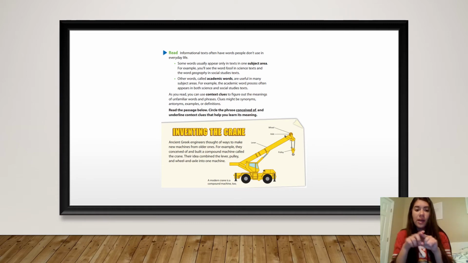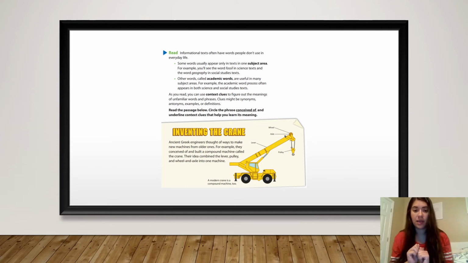So we already underlined conceived of. Now I'm going to look before and after to figure out if I can identify what the definition is. So if I look before, I see the words thought of ways. So if you're thinking of ways, I would underline that because that's going to help me think of this word conceived. Now, after the word, I know that when you think of a way, when you're conceiving something, afterwards I see it's an idea. So I'm also going to underline idea.